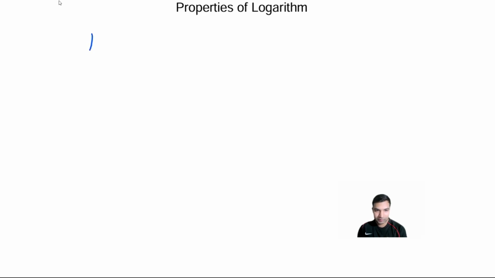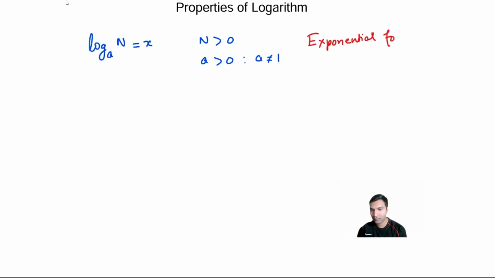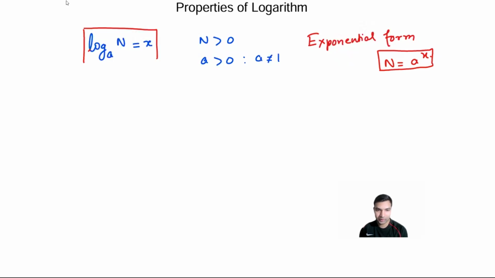So we know that log is defined for positive numbers, and when I say log of n to the base a is x, this is defined when n is greater than 0, a is greater than 0, and a is not equal to 1. And this x could be positive or negative. So how do I write this in exponential form? The same thing could be written as n is equal to a to the power x. These two notations are one and the same thing, but this is how we write log, invented by John Napier.